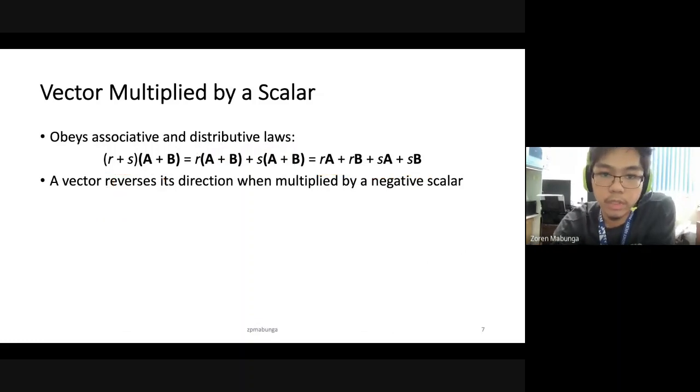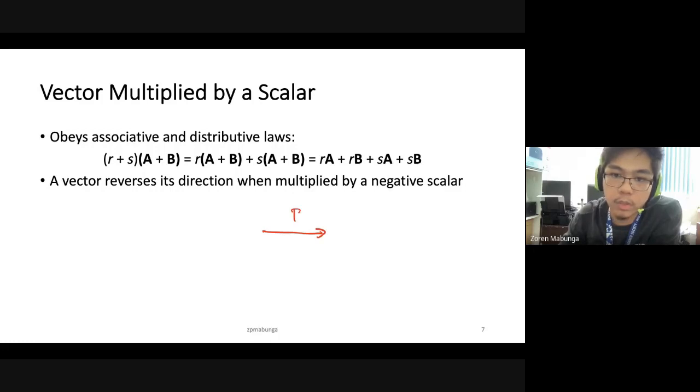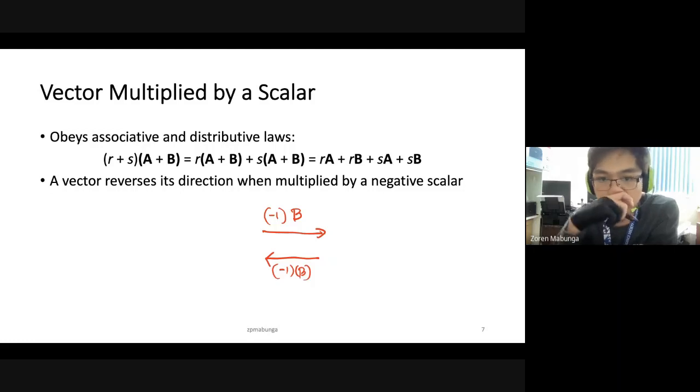So, a vector reverses its direction when multiplied by a negative scalar. Remember that. For example, this is the direction of your vector B, but you multiply vector B by negative 1. The direction is just reversed, opposite. So this will be your negative 1 times B. Every time you multiply it by a negative value, the direction of the vector is just reversed.